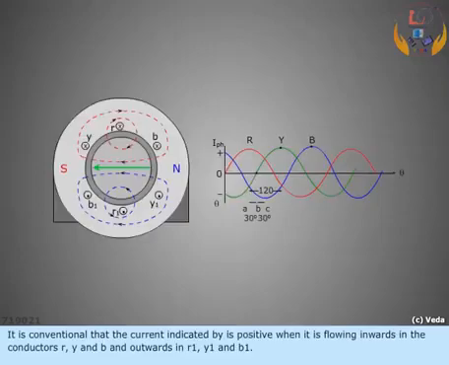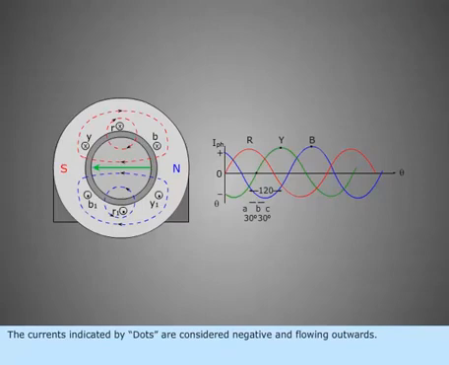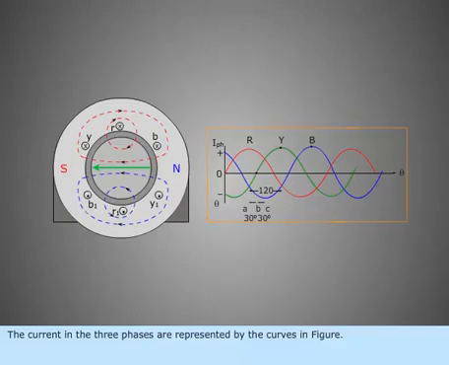It is conventional that the current indicated by a cross is positive when it is flowing inwards in the conductors R, Y and B and outwards in R1, Y1 and B1. The currents indicated by dots are considered negative and flowing outwards. The currents in the three phases are represented by the curves in the figure.